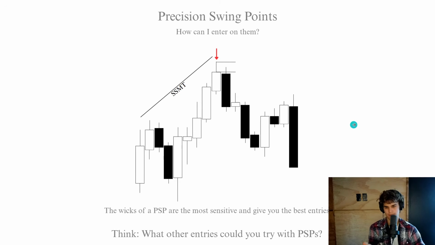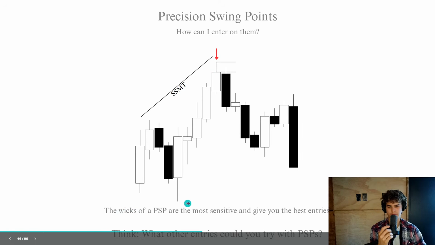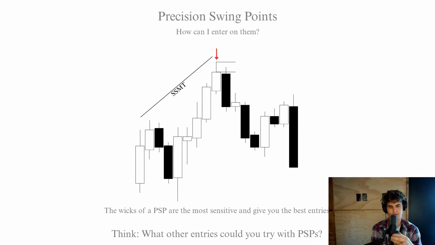How can I enter on them? You need PSPs. The wick is the highest probability portion to this. That's what they said, not what I say. The wicks of a PSP are the most sensitive and give the best entries. You can really get precise if you wait for the wick.